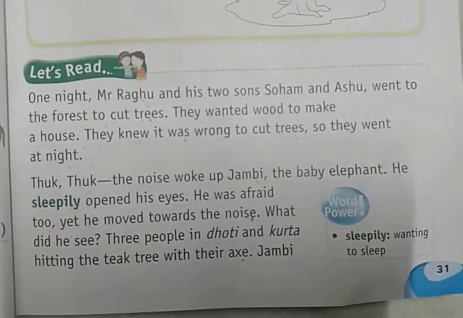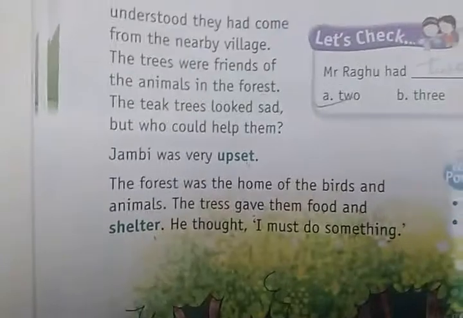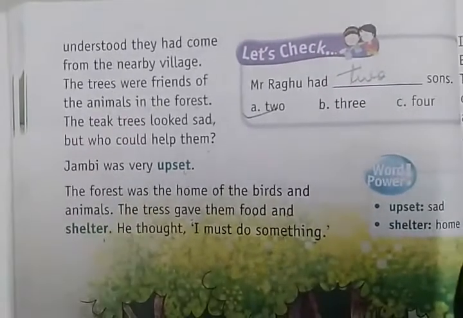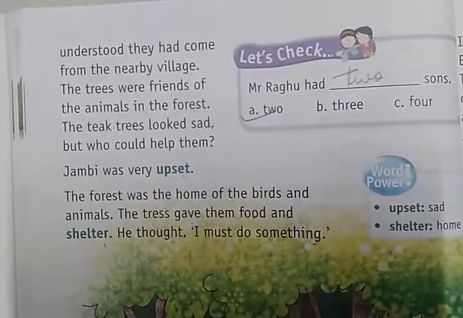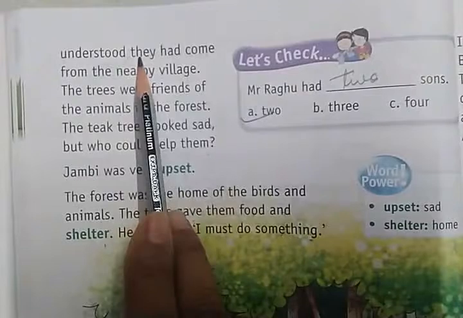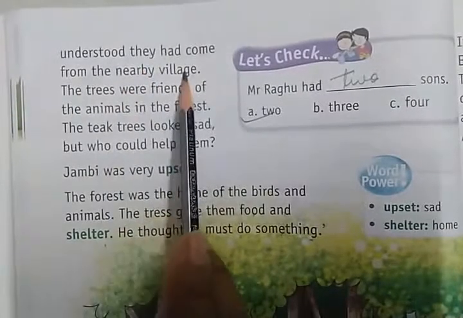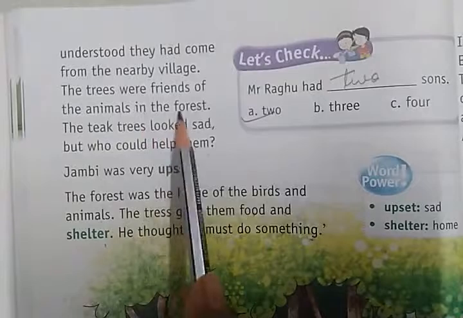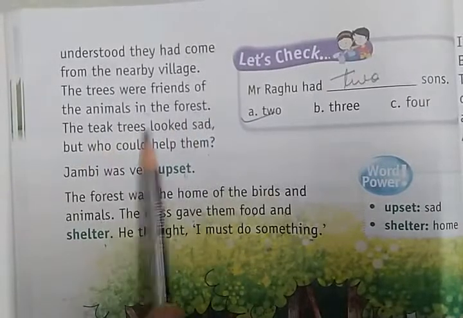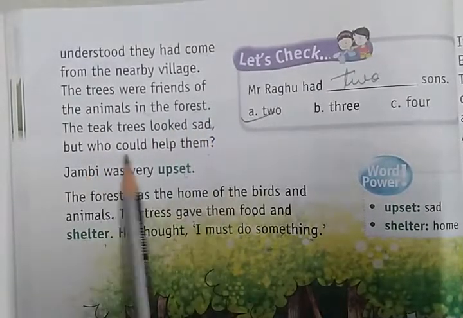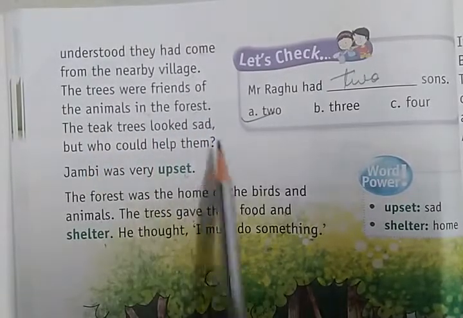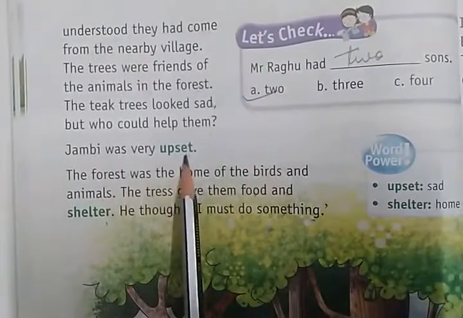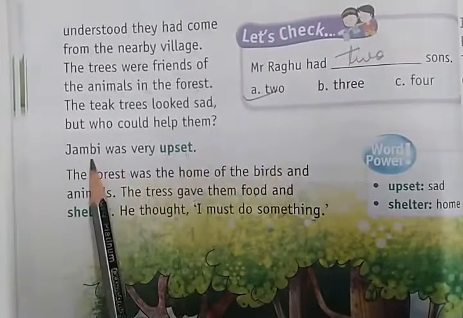Jsvp understood they had come from the nearby village. The trees were friends of animals in the forest. The teak trees looked sad, but who could help them? Jsvp was upset. It means sad.